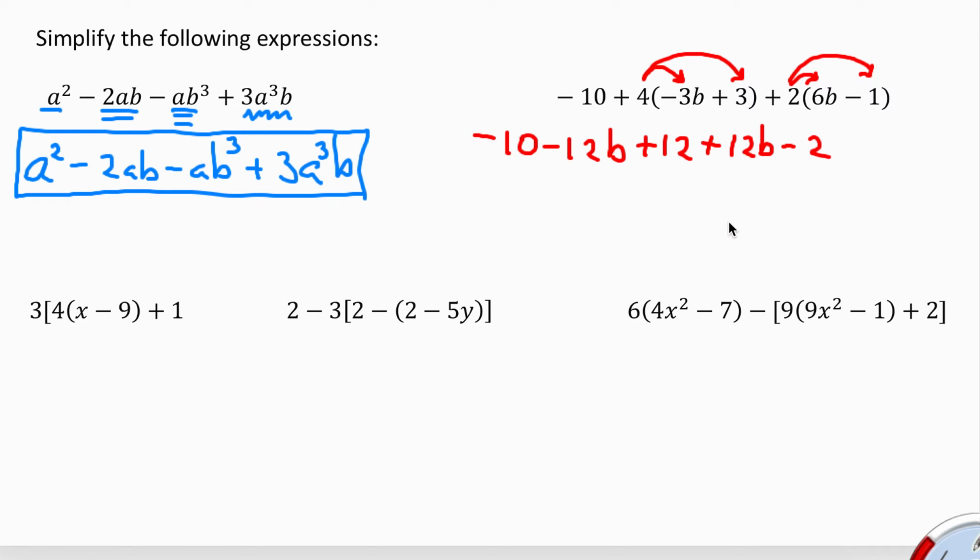Okay, so get rid of parentheses. Now, the only thing I can add to this is if I have another constant, another number without a letter. Oh, and there's one, and there's one. 12 minus 10 is 2 minus 2. Oh, and I kind of reserve the slash for if it goes to 0. Oh, look at this one also. Negative 12b plus 12b.